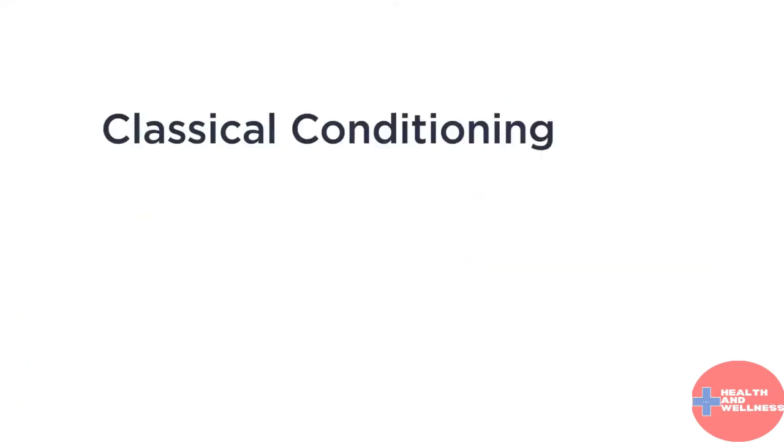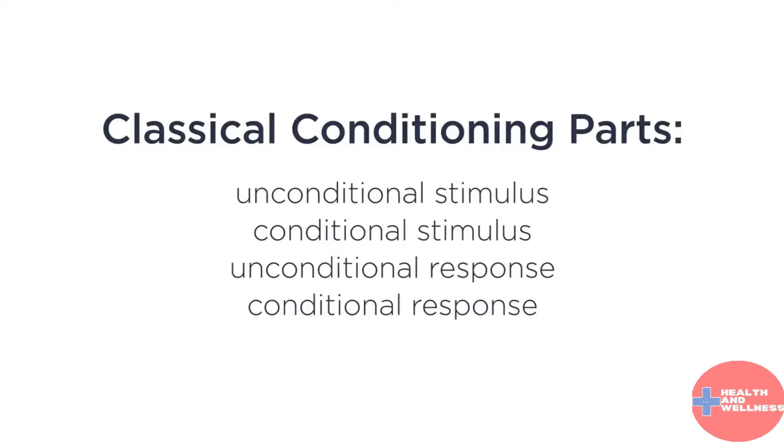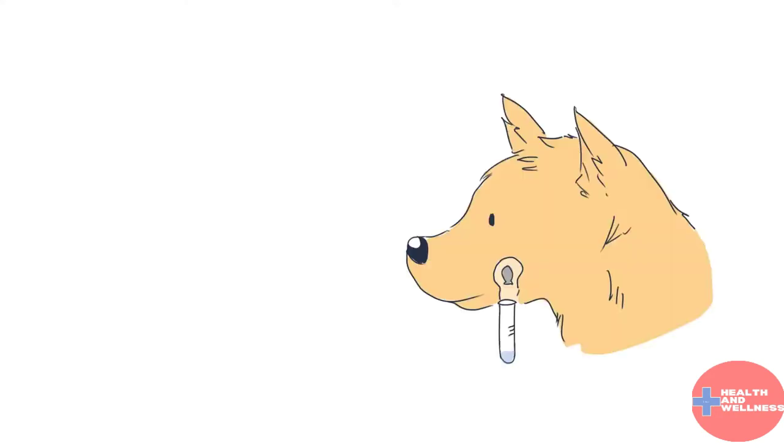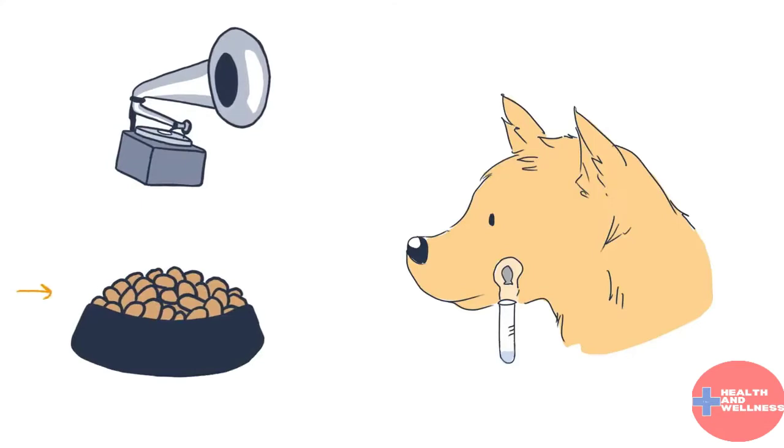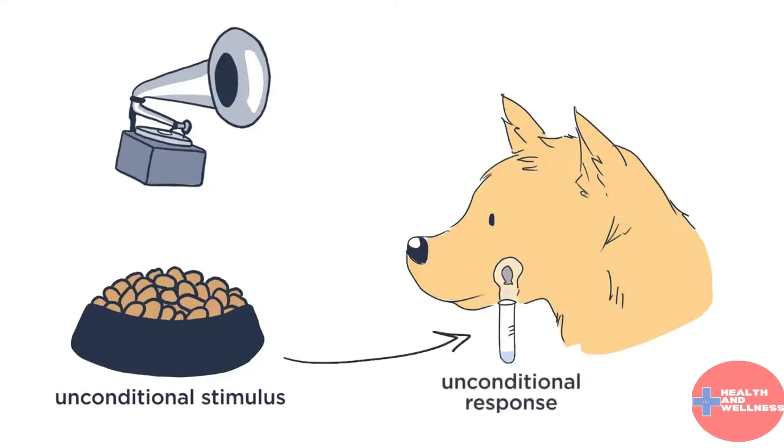From these experiments, we understand the process of classical conditioning to have the following parts. So, let's unpack what these parts are exactly by examining Pavlov's experimental procedures. First, Pavlov repeatedly exposed the dogs to two stimuli together. This is the unconditional stimulus because even without the conditioning process, it induced a response. It makes the dogs drool.